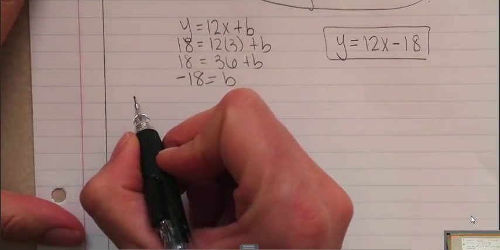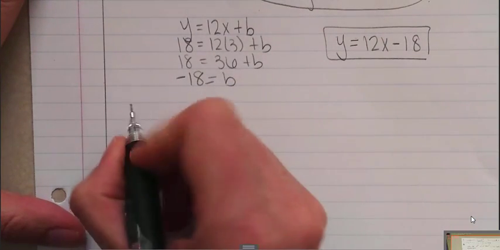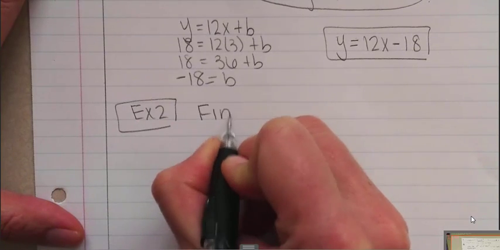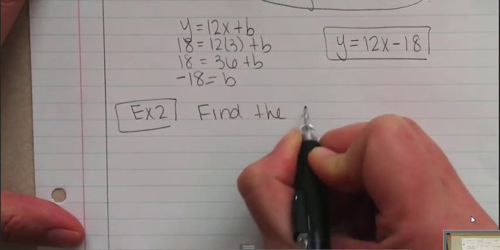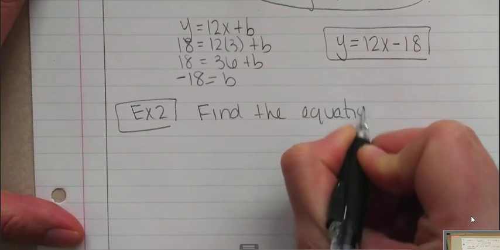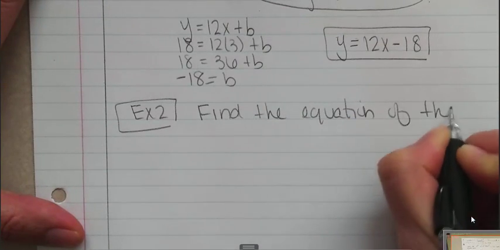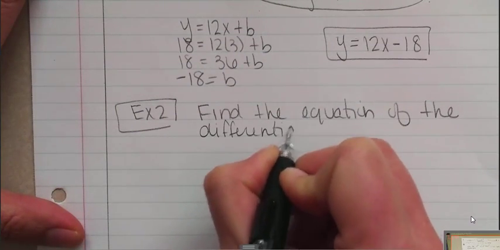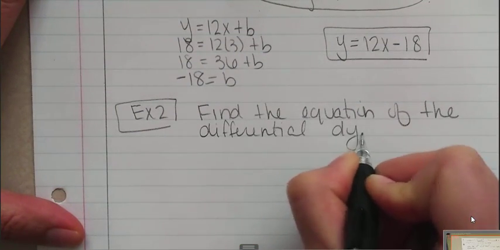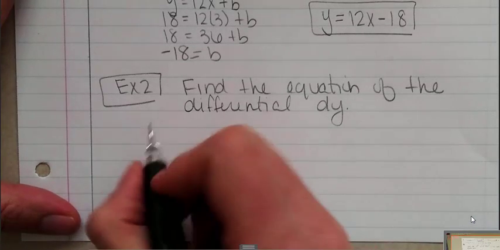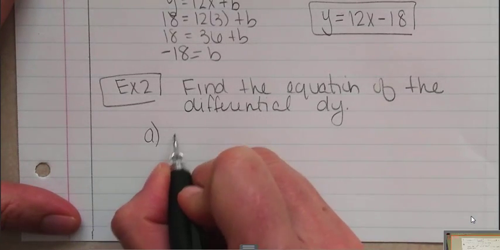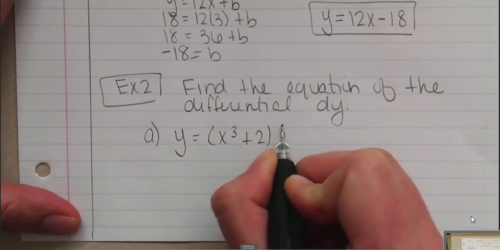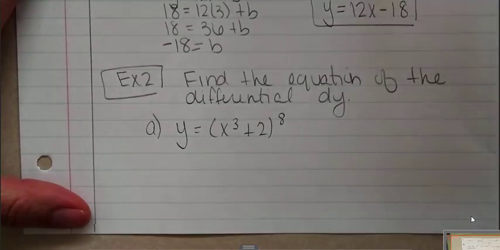Moving on to another example. So let's do example 2. Find the equation of the differential dy. Okay, so let's do 1a. y equals x cubed plus 2 to the 8th power.